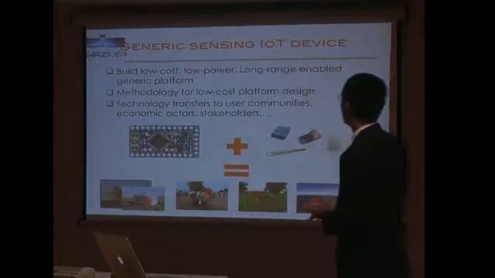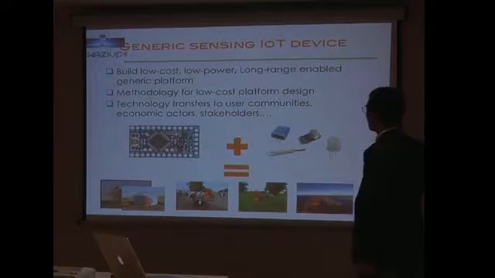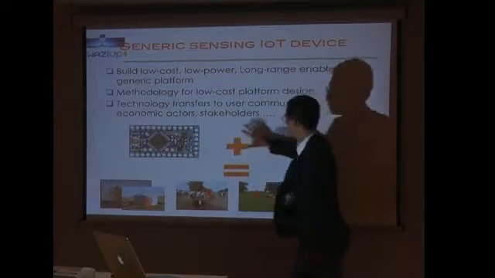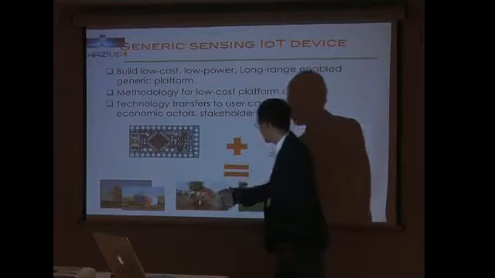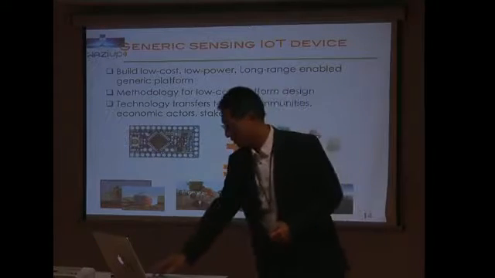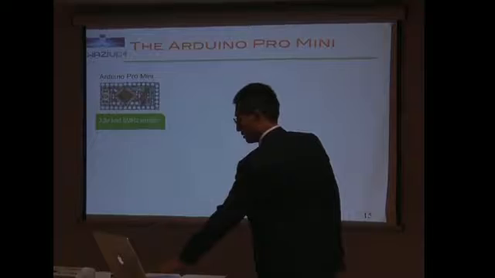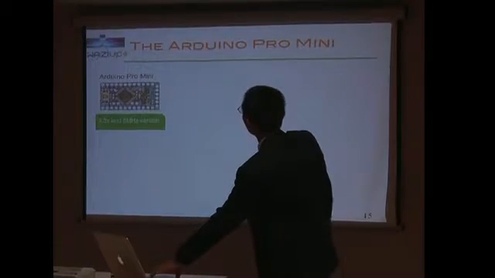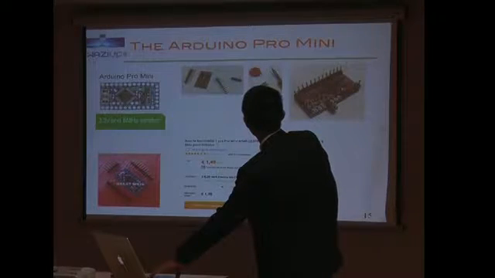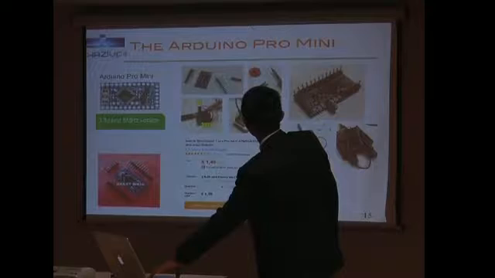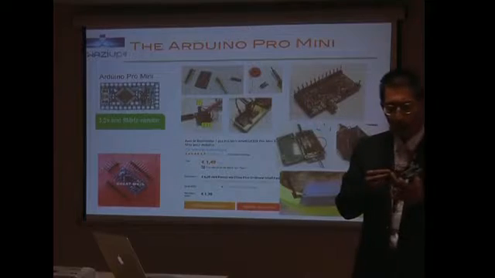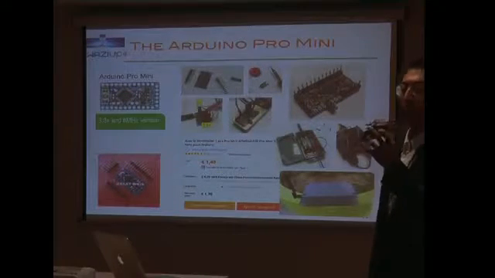So what we want to do is to make a generic sensing IoT device where you can take this kind of board, take sensors, and then from this board with the sensors, you can have several applications where you can deploy your system. These are some pictures of the Arduino Pro Mini. We buy them, and then we build it ourselves, and then we connect the radios, and then we put it in a nice box like this. And the whole thing is going to cost about 15 euros.